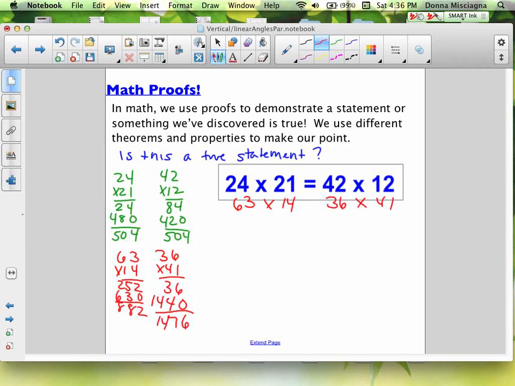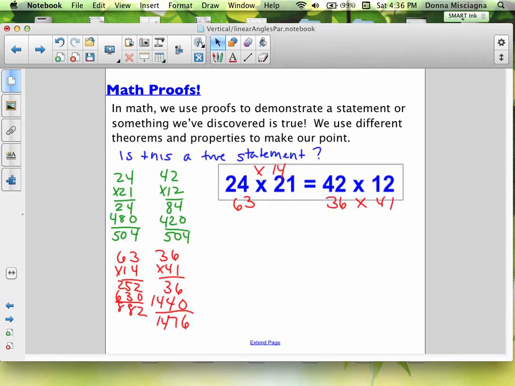Matter of fact, if we just looked at the first digit, 3 times 4, that's going to be 12, it's going to be a 2. 6 times 1, that's going to be a 6. I could have stopped there to tell that they're not the same. So clearly it has nothing to do with the switching of numbers. I'm going to move these numbers up above.